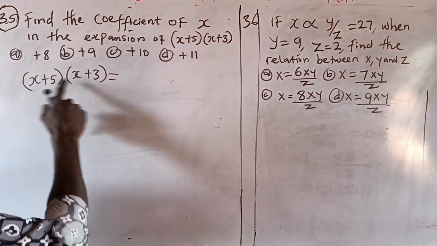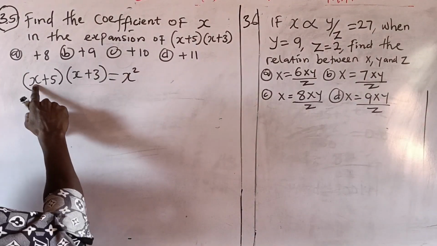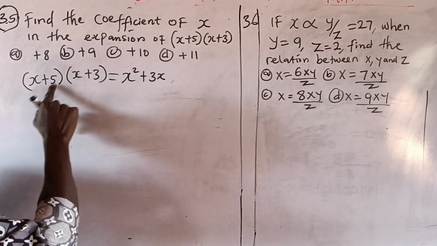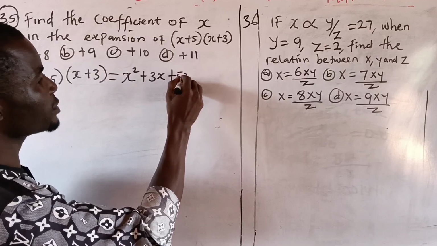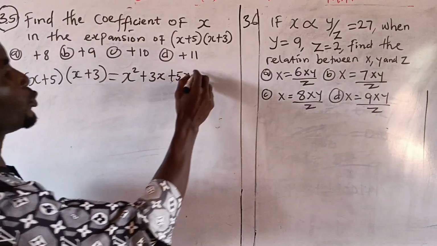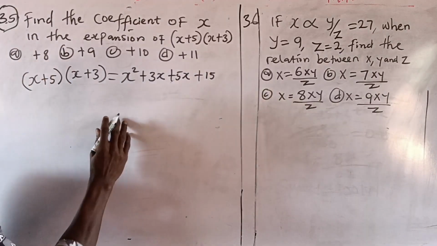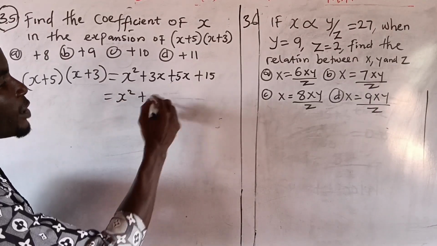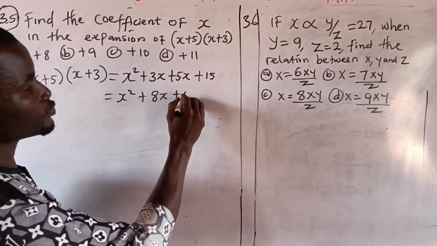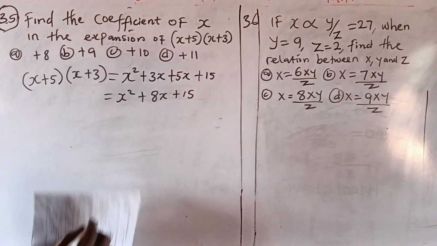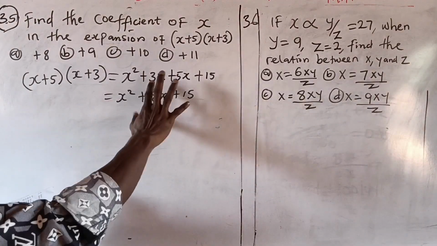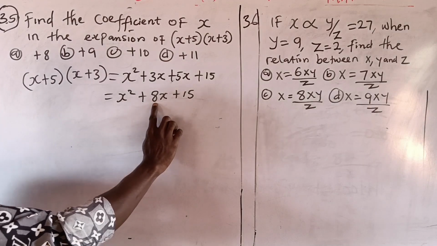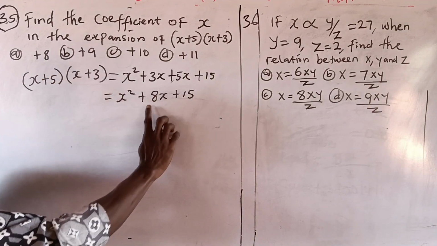We are going to have x times x will give us x squared. x times 3 will give us 3x. 5 times x will give us 5x. And 5 times 3 will give us 15. So now we have x squared plus 3x plus 5x will give us 8x plus 15. So which one do you think is the coefficient of x here? The coefficient of x is plus 8, which is this. Plus 8 is the answer.